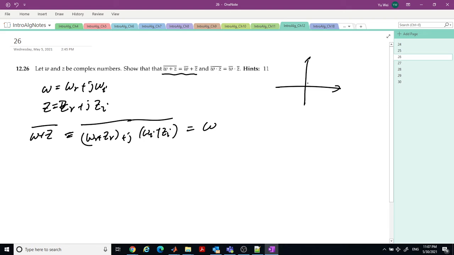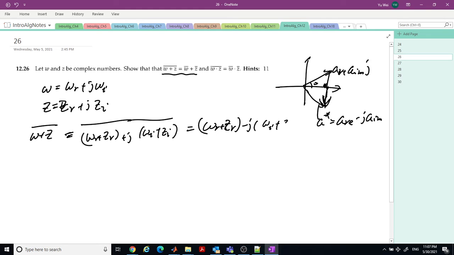Okay, for example, if I have this one, this is ar plus j aim. Okay, so here is the theta, then the conjugate means the imaginary part has been flipped. So this is the conjugate of a is equal to ar minus j of aim. Okay, so here is wr plus zr minus j of wi plus zi.